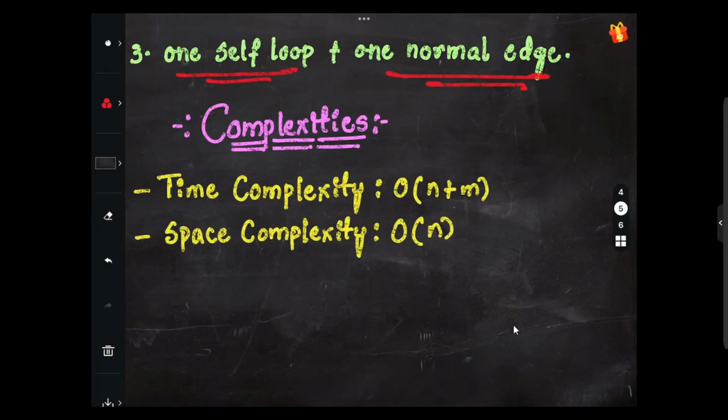So let's move on with the complexities part. What will be the time complexity here? The time complexity would be big O of n plus m. So why is it n plus m? We will be going with the DSU operations here, right? We'll be making use of the DSU.